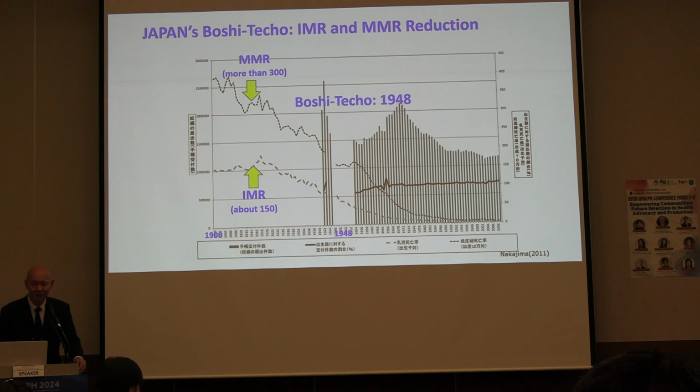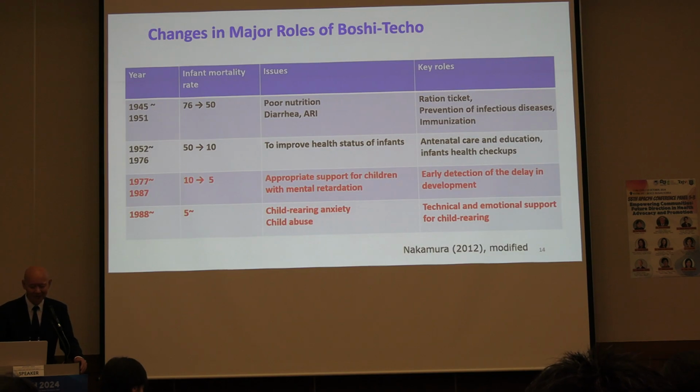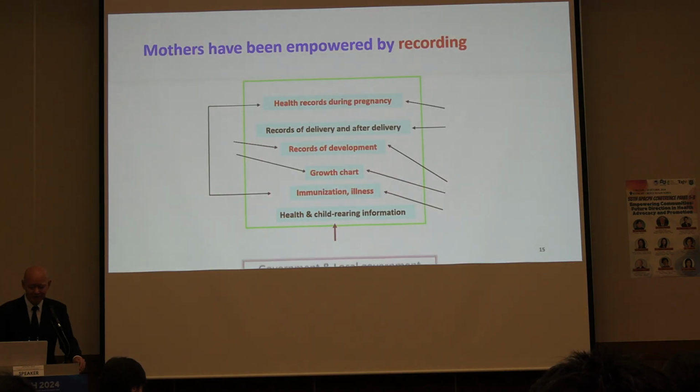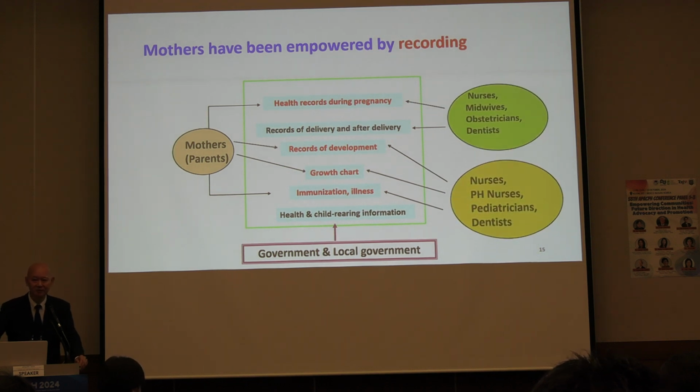Then in 1948, we developed the Boshi Techo, the maternal and child health handbook, without any evidence. Without an RCT or anything, the government implemented this, and the handbook coverage was almost 100% from the beginning. It empowered many women in Japan, and its major roles have changed according to the change of the infant mortality rate. Mothers have been empowered by recording their own health and babies' health, and this simple tool was very effective for empowerment.